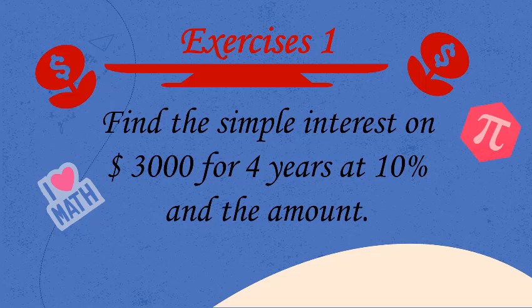Exercise number one. Find the simple interest on $3,000 for 4 years at 10% and the amount. We know that I equals B R T and S equals B plus I, then S equals B times (1 plus R T).